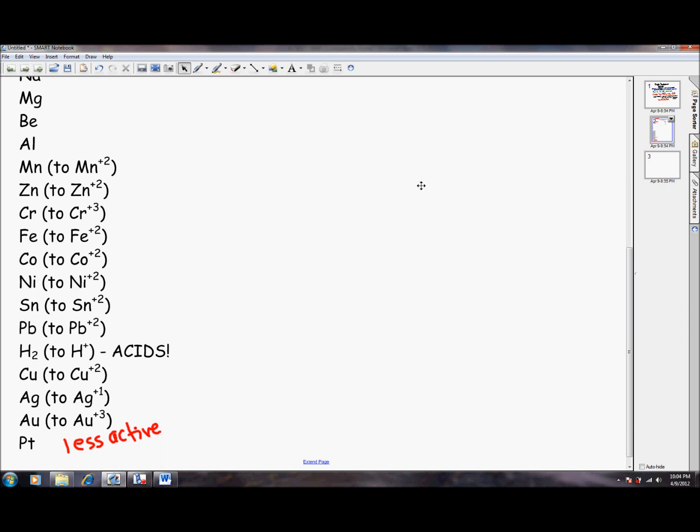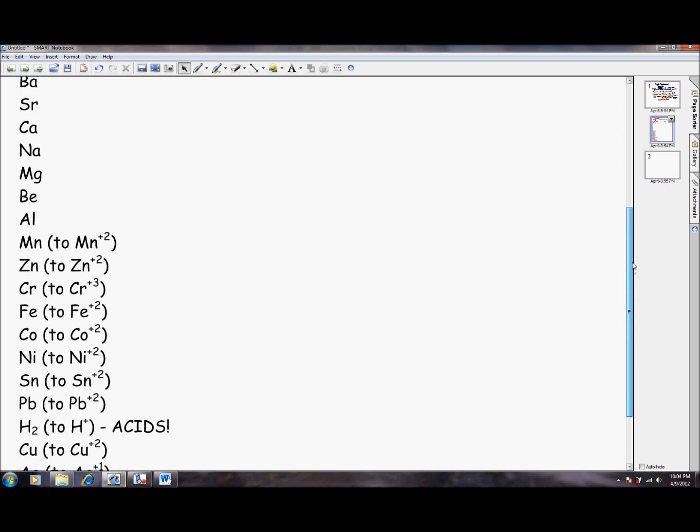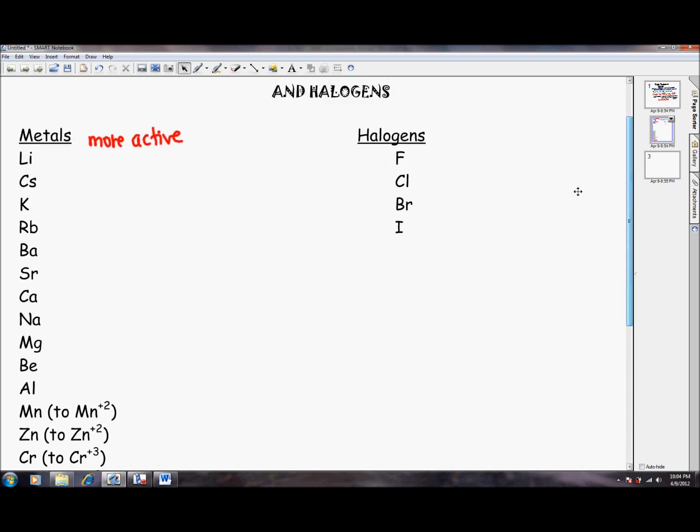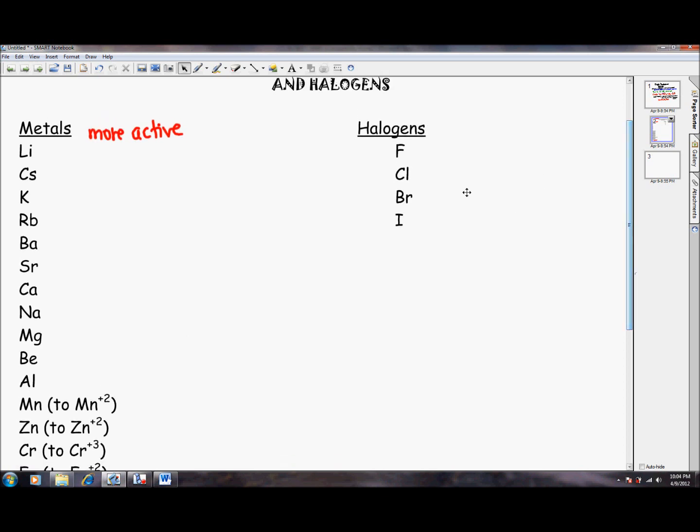A lot of times when we think about metals reacting with acids and eating them away, that's actually just a single displacement reaction. In that case, the metal is giving its electrons to the hydrogen in the acid. And in that case, what happens is it always produces hydrogen gas when metals are getting eaten away by an acid. We're going to come back to the halogen here in just a minute.